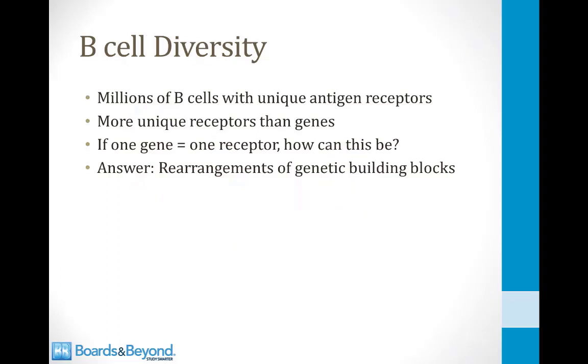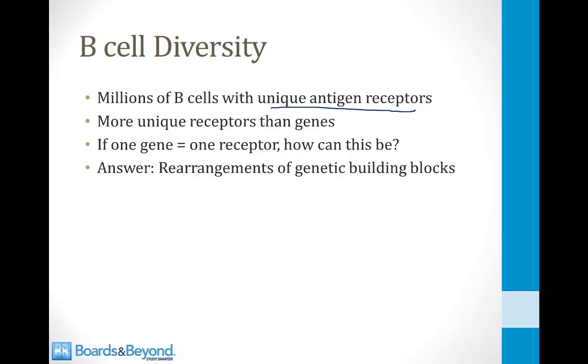B cells are very diverse. It's fascinating to think about the fact that even though we may never be exposed to smallpox or leprosy, all of us have in our body right now B cells that are capable of reacting to those pathogens. We have millions of B cells with unique antigen receptors, including to antigens that we have never seen.